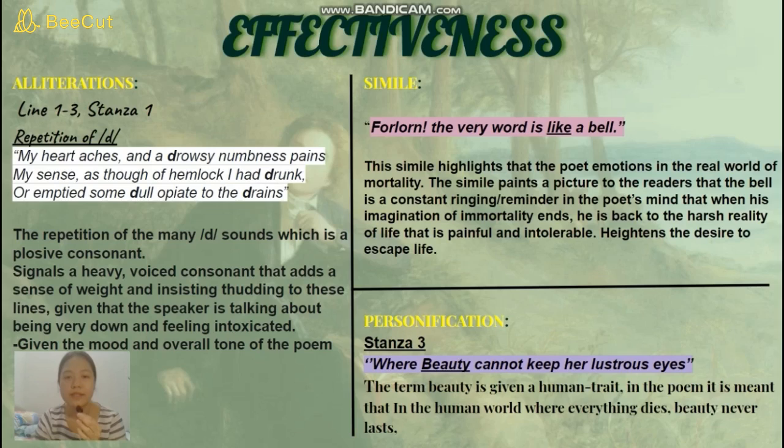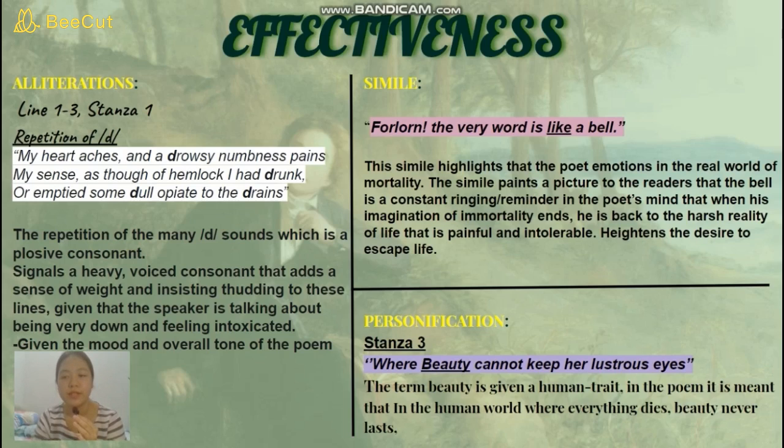Next is simile. "Forlorn, the very word is like a bell." The use of comparing two things that just aren't put together. So the poet compared forlorn, which is an emotion, to a bell, an object. The simile highlights that the poet is feeling forlorn, abandoned, sad, lonely in the real world of mortality.